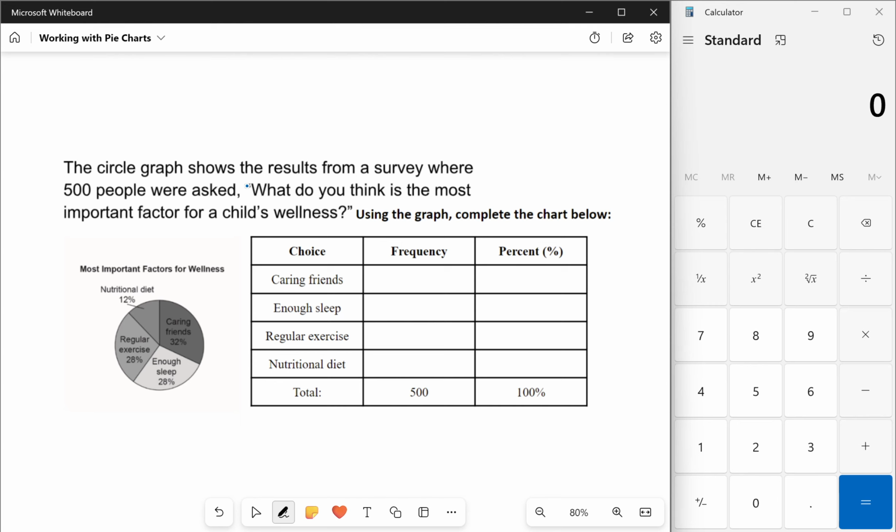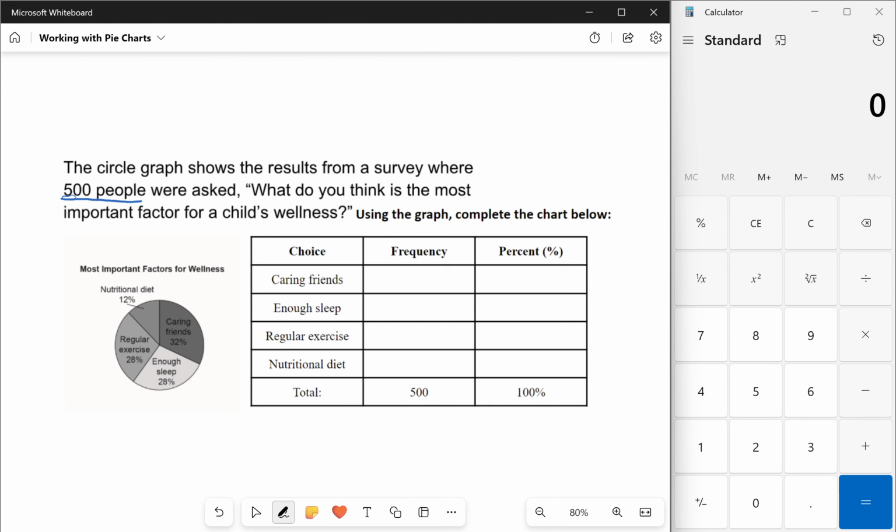So this question asks us, the circle graph, or I'm calling them pie charts, below shows the results from a survey where 500 people, and I'm going to underline that, 500 people were asked, what do you think is the most important factor for a child's wellness? Using the graph, complete the chart below. So 500 people were asked this question.